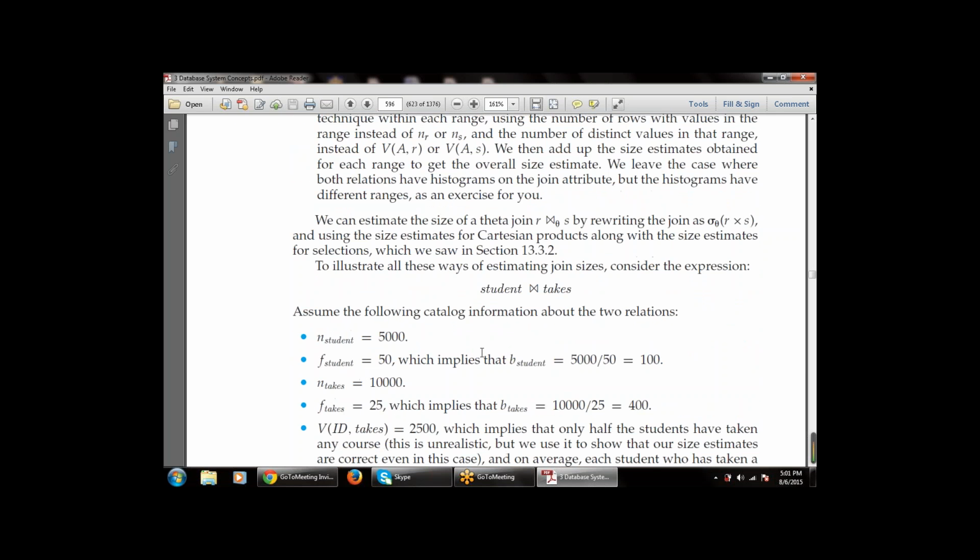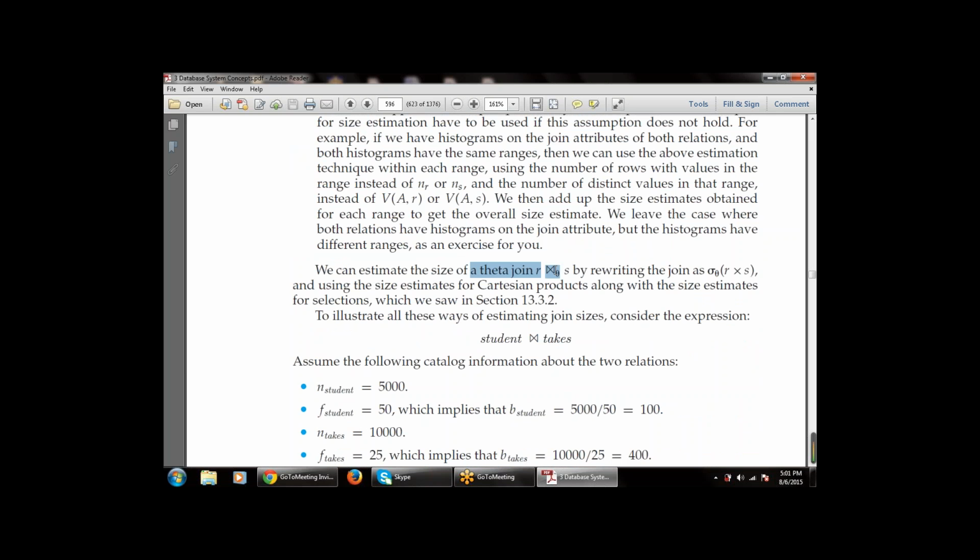So this is one of the methods by which we can estimate the size of a theta join, R theta S, by rewriting the join as sigma theta of R cross S, and using the size estimates for the Cartesian product along with the size estimates for the selection. Whatever the size estimate that is required, whatever the theta, whatever the join, that is available with the selection operation.